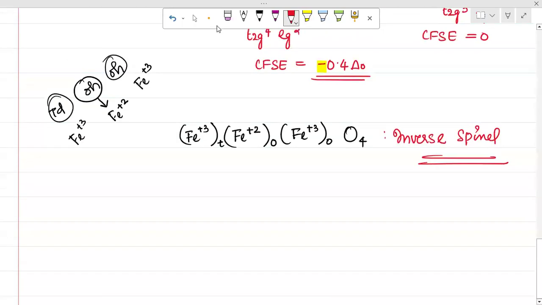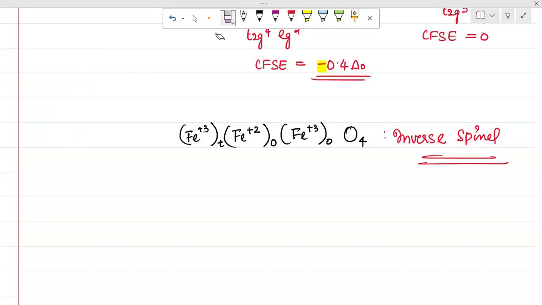Try the next one. It will come only through practice. Ni3O4. Or let's do something else. We'll do mixed spinels. Mixed means not the same ones. NiCr2O4.